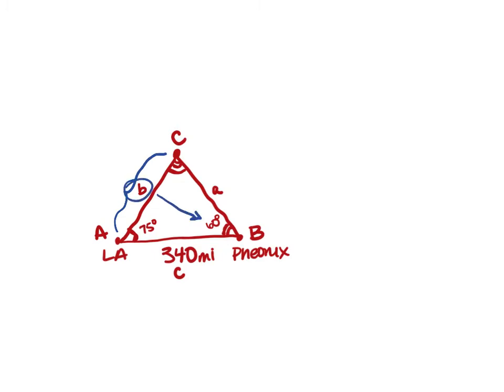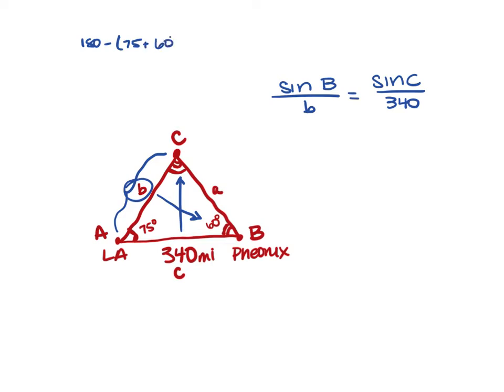We're going to be using the 60 degrees for the angle B. So we're going to take the sine of angle B over side length B and use the side length that we have, which is the 340, with the opposite angle measurement. So that would be sine C over 340. Now, we have to find the angle measurement C. So we're going to take 180 and subtract the two angles that we have. So that's 75 and 60. The 75 plus 60 gives us 135. So 180 minus 135 gives us 45 degrees. So angle C is 45 degrees.